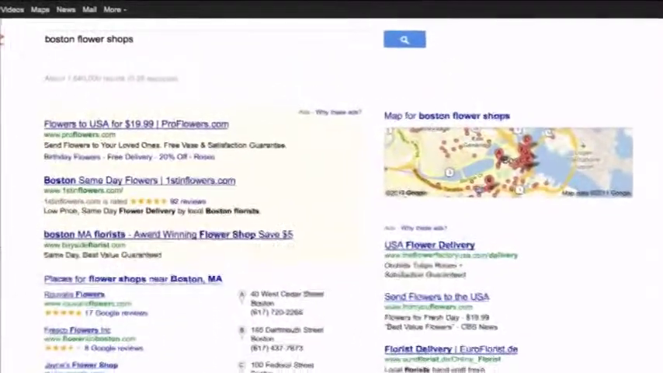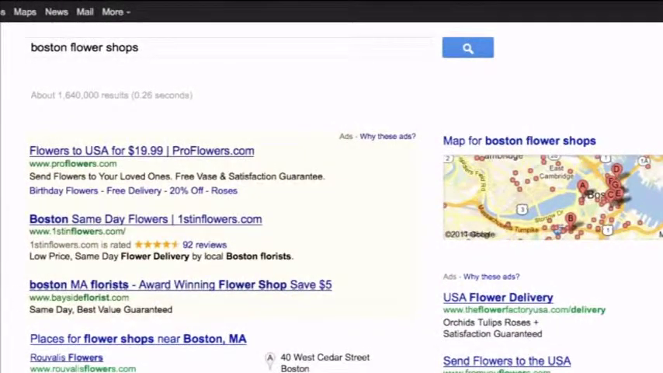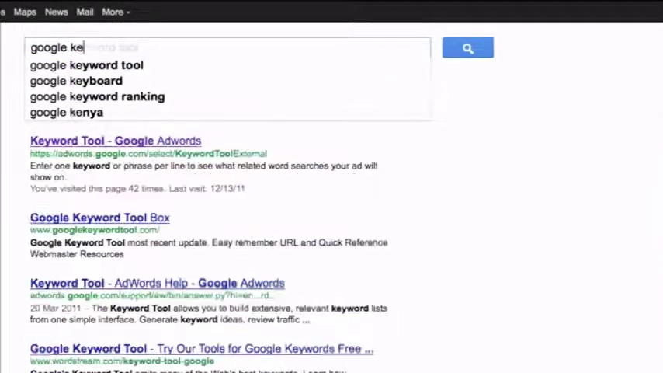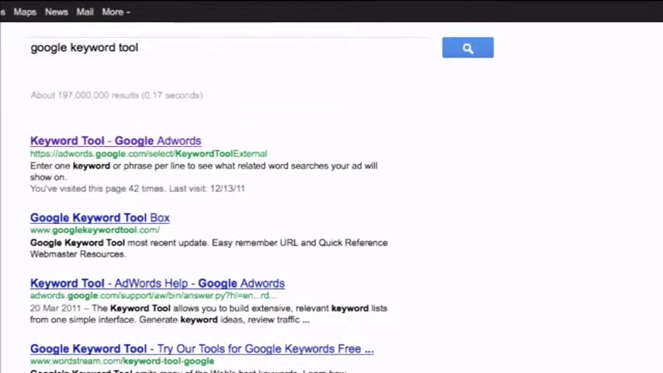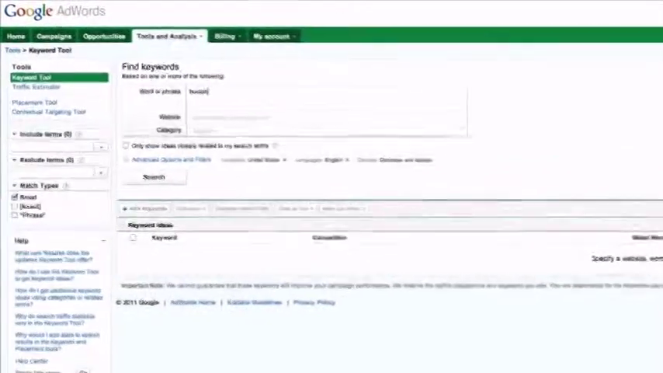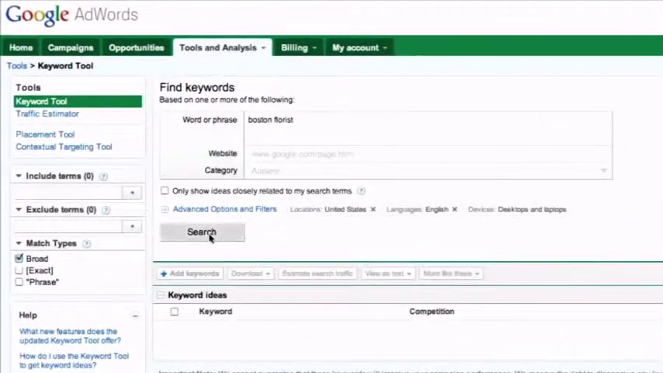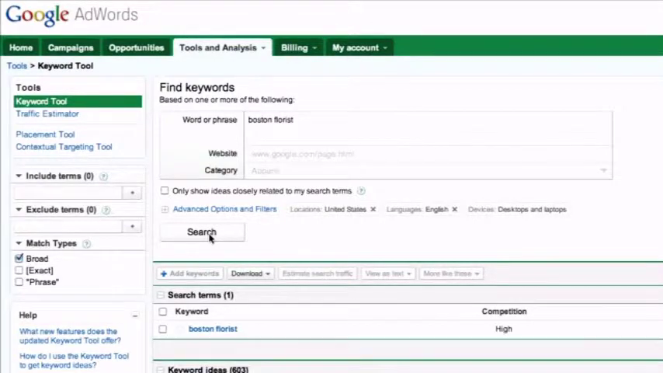So, now that we have a general understanding of how powerful keywords are, what do we do about it? This is where the Google AdWords keyword tool is so vital for the next step. With this keyword tool, in fact, to find it, let's Google it. Okay. Here we are at the opening interface of Google AdWords. Let's say we're this florist in Boston, so let's start with the words Boston florist. Now let's look at what Google tells us.